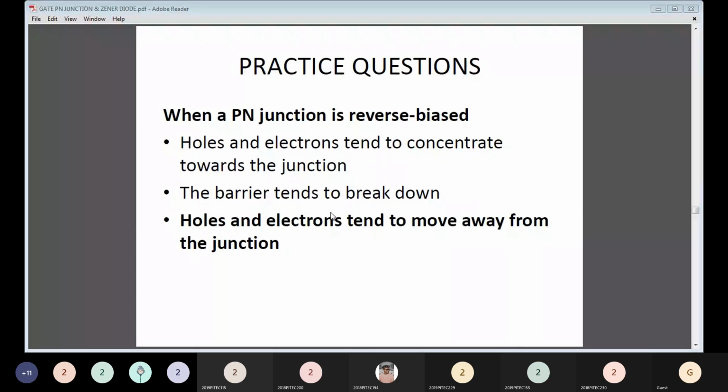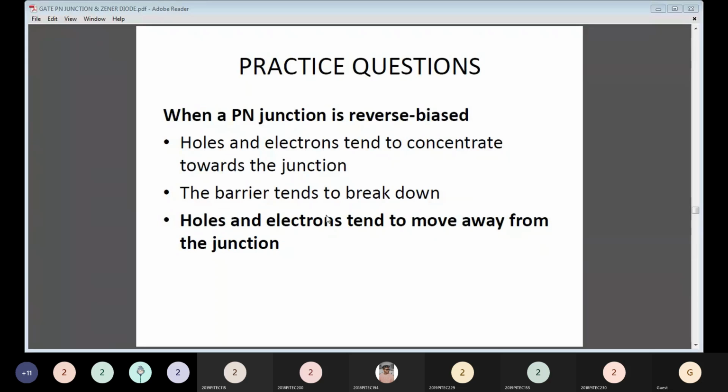When a PN junction is reverse biased, holes and electrons will tend to concentrate towards the junction. The barrier tends to break down. Holes and electrons tend to move away from the junction. So the correct answer is holes and electrons tend to move away from the junction, because in reverse bias there is no flow of current, there is no flow of charge carriers from N terminal to the P terminal, P terminal to the N terminal.